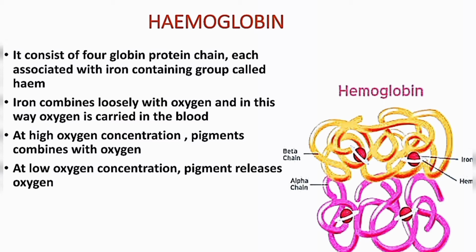This means that when there is a large number of oxygen molecules in the blood, the hemoglobin combines with them, so that the oxygen concentration in the blood becomes normal. And when there is a low concentration of oxygen in the blood, the hemoglobin releases the oxygen it has combined with, so that the level of oxygen molecules in the blood becomes normal.